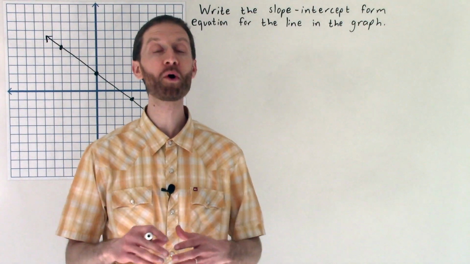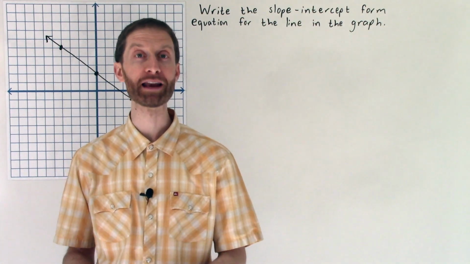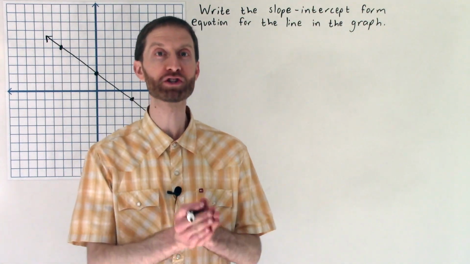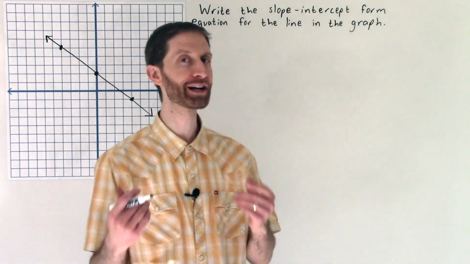In this video, we are going to go over a couple of examples of how to start with the graph of a line and then write the slope-intercept form of the equation for that line. Super cool stuff. Let's do it.